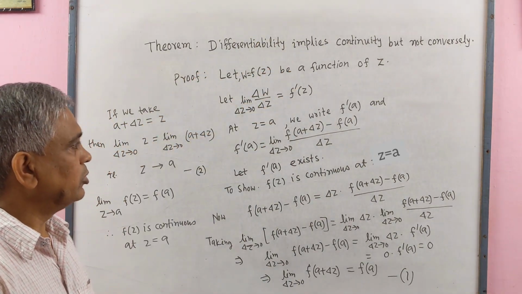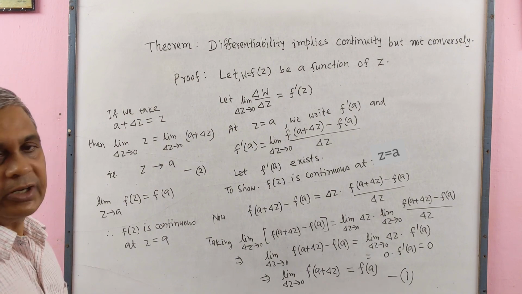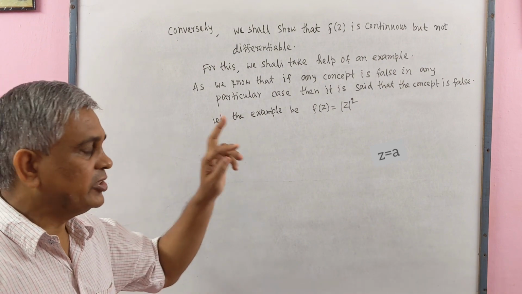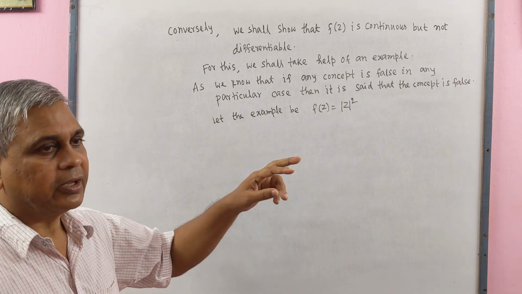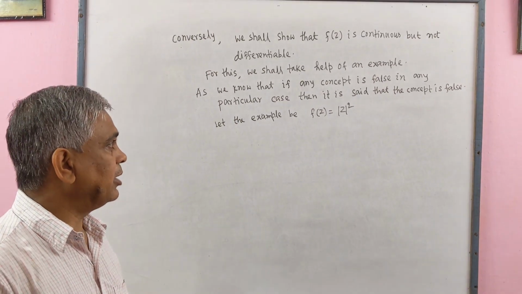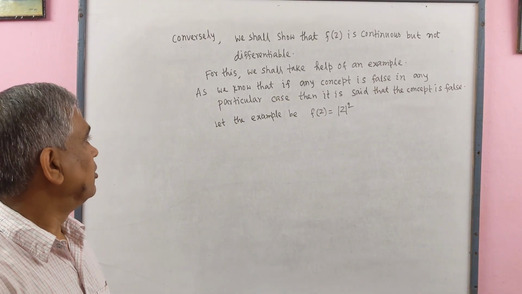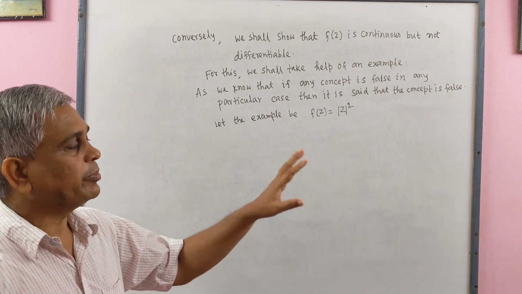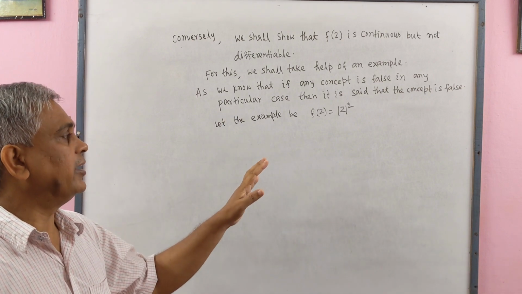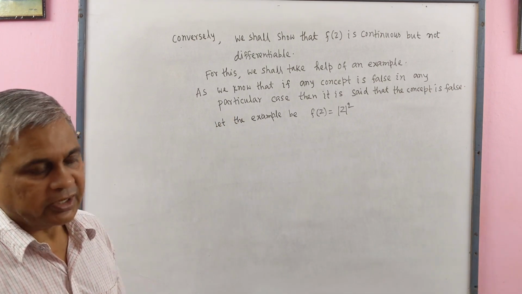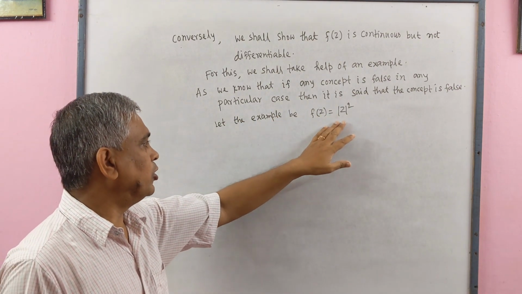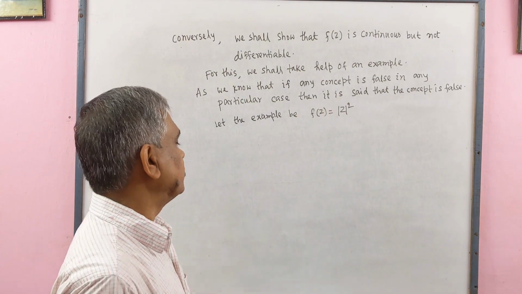Now we shall show that converse is not true. Conversely, we shall show that f(z) is continuous but not differentiable. For this we shall take help of an example, as we know that if any concept is false in any particular case, then it is said that the concept is false. Here we take the example f(z) equal to modulus of z square.